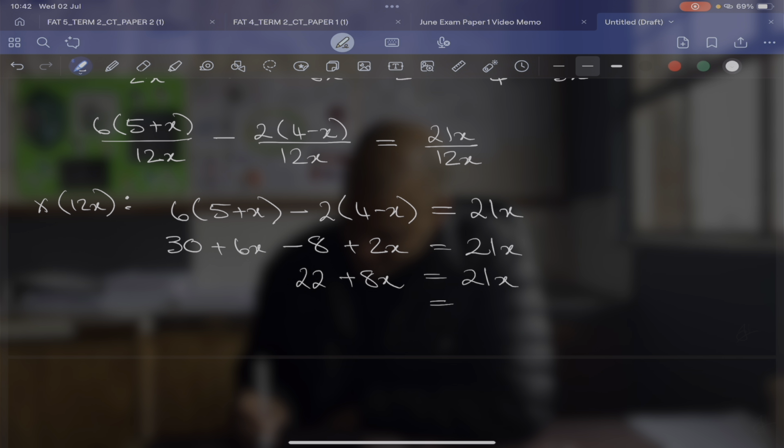So that would be 13x is equal to 22, and x is then equal to 22 over 13. Same answer.